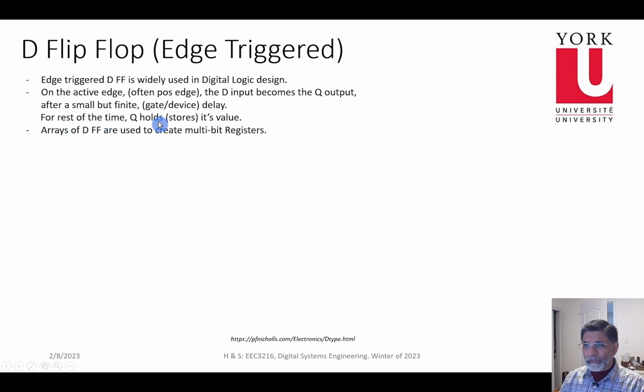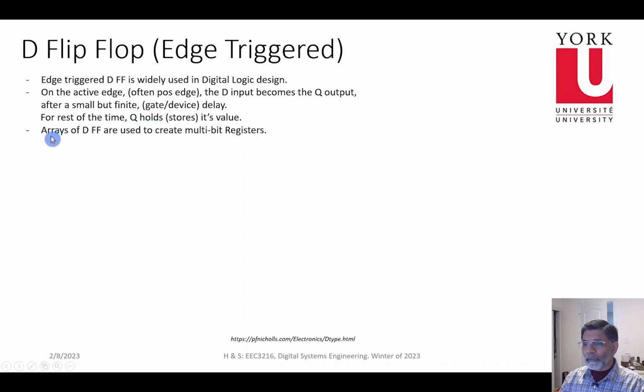For the rest of the time, when we are not at the active edge, because we use a clock, the clock will have edges only, a rising edge or a falling edge. At other times, when it is not the active edge, Q will hold whatever value it already had. So the previous value of Q will stay there.